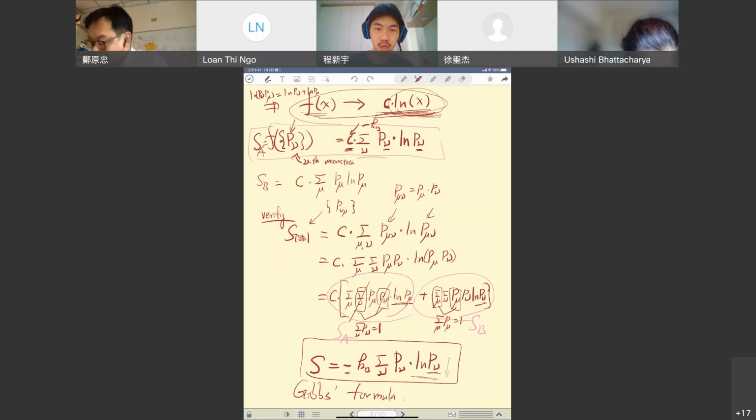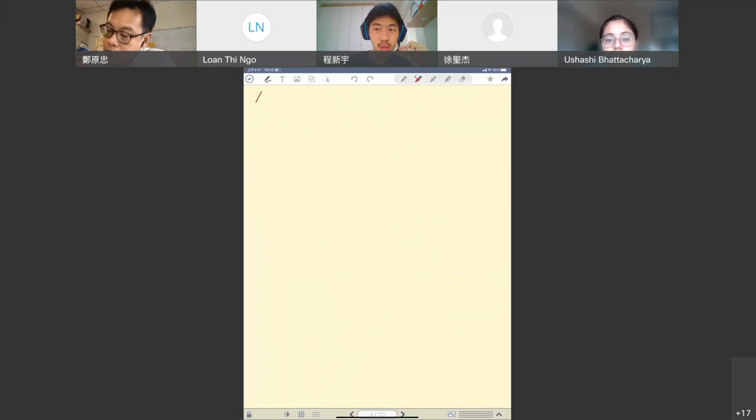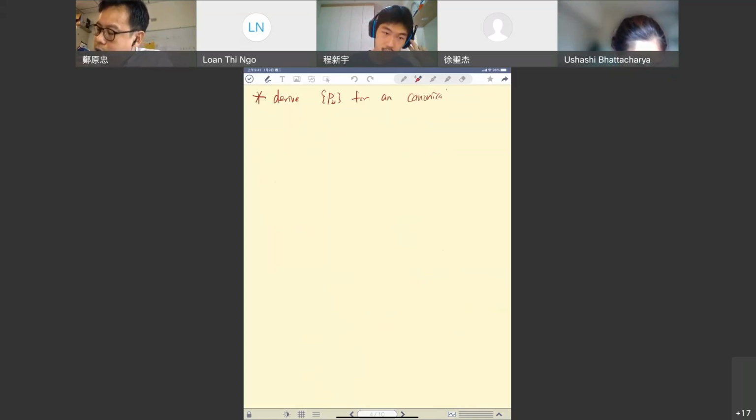Okay. So now with this entropy formula, our next task is to derive the canonical ensemble. We already know this result, and the answer is a Boltzmann distribution. But here we want to derive this Boltzmann distribution from a different angle, using the Gibbs entropy formula.